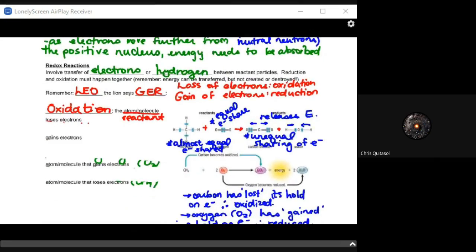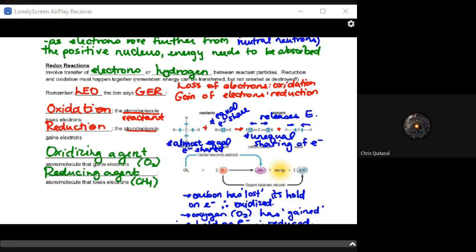So recall, oxidation: the atom or molecule or reactant will lose electrons. LEO is loss of electrons, oxidation. Reduction is that gain of electrons. That reactant or atom or molecule is going to gain electrons. So the oxidizing agent, the atom or molecule that gains electrons, as I alluded to earlier in this part of the lesson, is going to be our oxygen molecule. It's really good at receiving electrons. And in this example off to the right here, we're talking about what's going to be gaining electrons, oxygen. What's going to be reducing or donating electrons is that CH4, that hydrocarbon.